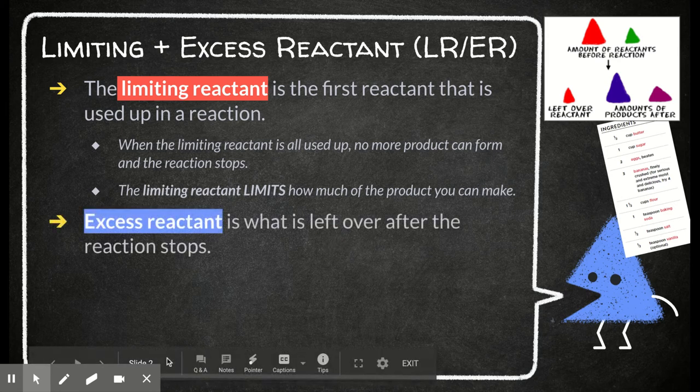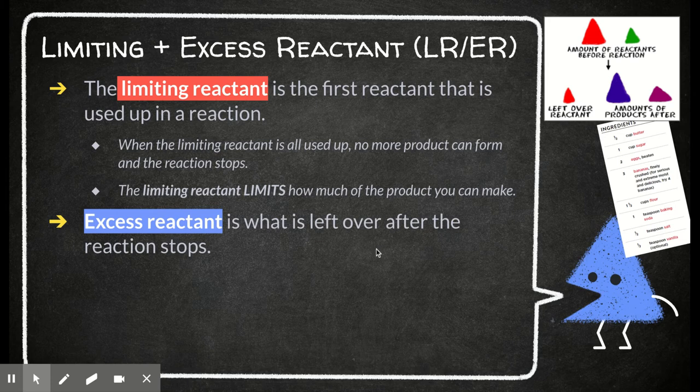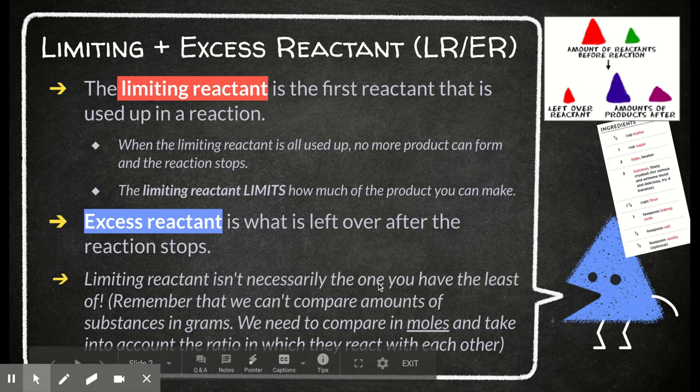So my excess reactant is whatever is left over after the reaction stops. So it's the other reactant. I may still have enough butter and sugar to keep going, and that would be my excess or leftover reactant. And so an important thing to note here is that when we're thinking about chemistry, the limiting reactant is not necessarily the one that you have the least of.